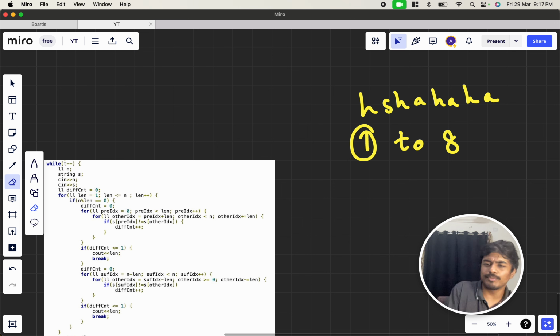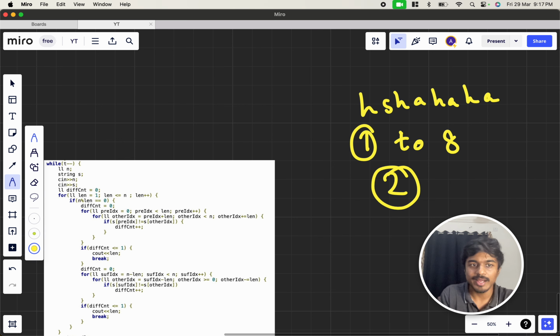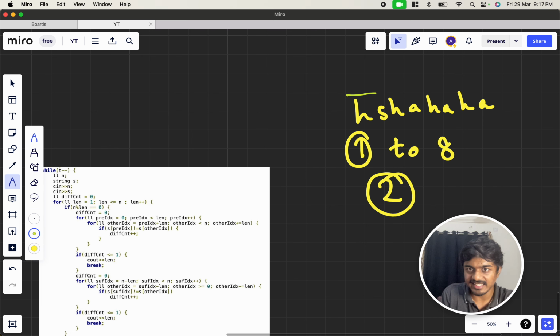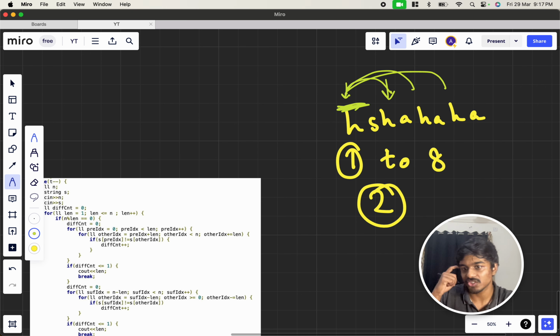So let's make it a bit more complicated. What if the length is 2? If the length is 2, I can tell that HS is the character. What do I do here? The other index is prefix index plus length. So the pointer is here. At the start, it will be here. This H compares with this H, this H compares with this H, and this H will compare with this H.